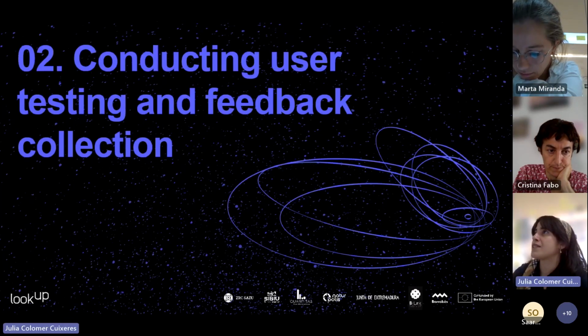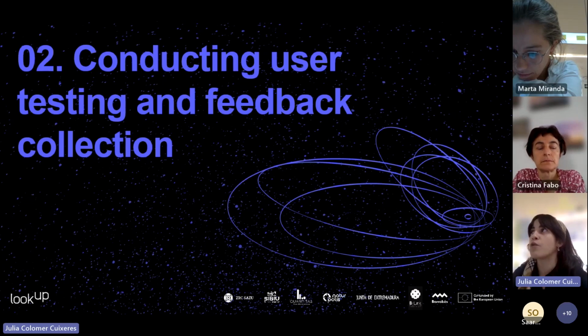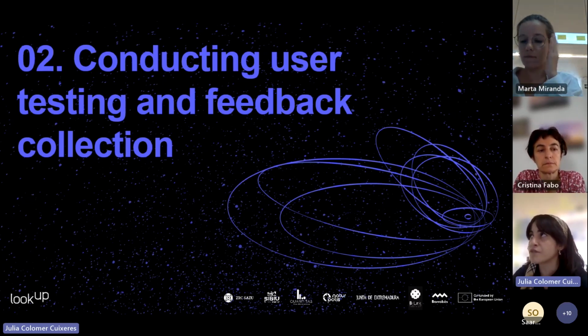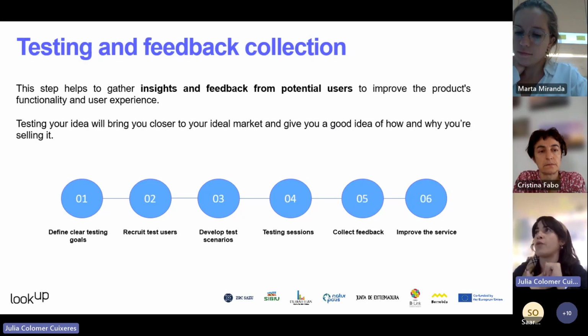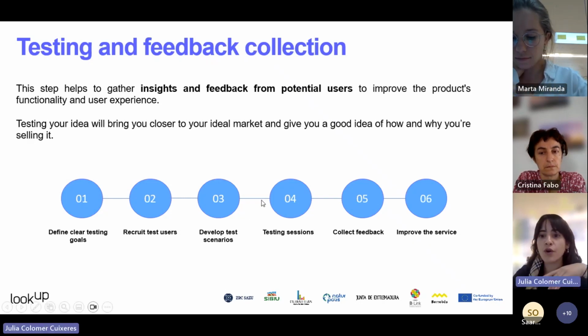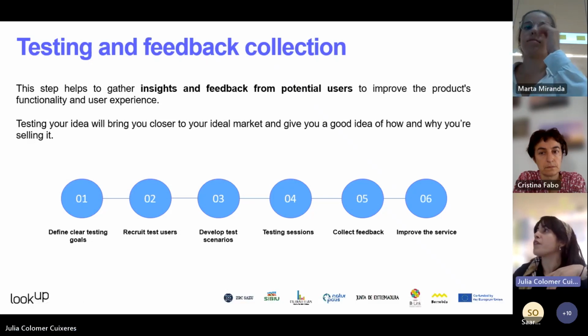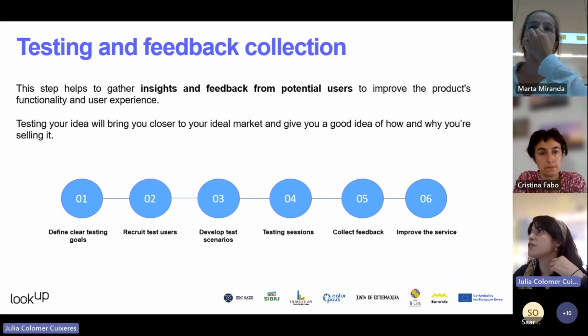Okay, the third step for you, or the second one, is conducting user testing and feedback collection. Because of course, after everything that I just said to you, which is a lot, we need to know why we are doing the prototype or why we are implementing the minimum viable product. And it's because we want to have the feedback of our potential users or clients. So for this, we have implemented this methodology with 6 different steps. We have defined clear testing goals: what we want to get from this process that we want to analyze.